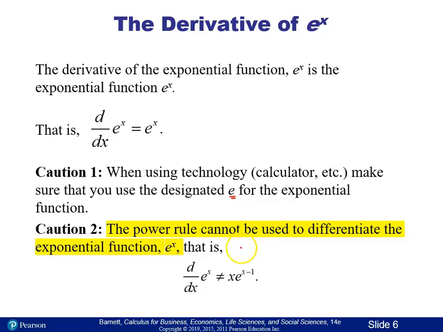Okay, so just a word of caution here: the power rule that we've used before, where we bring the exponent down in front and decrease the power, does not work for these. What happens is this is a constant and then the variable is in the exponent. For the power rule to work, it needs to be a variable raised to a constant.